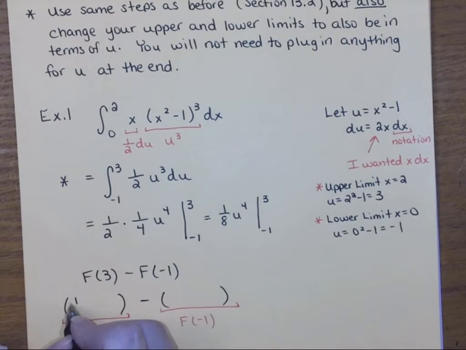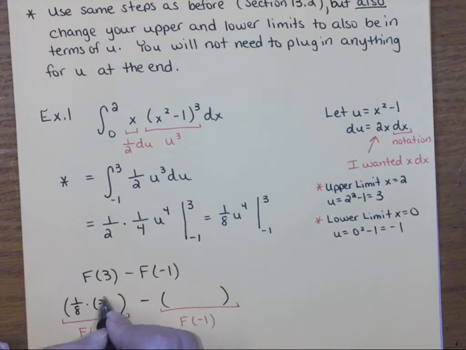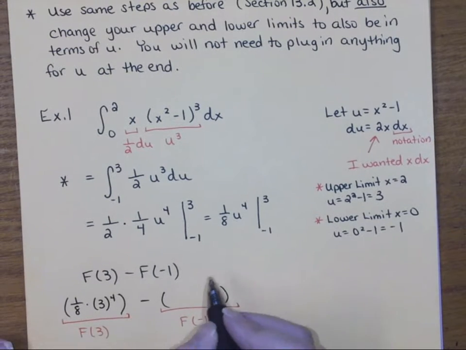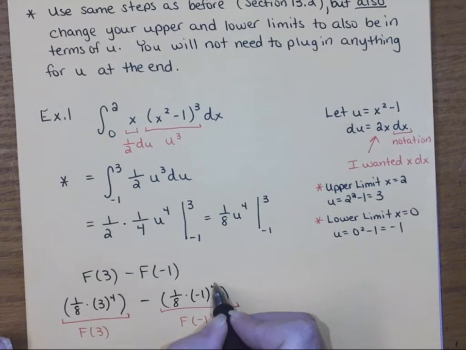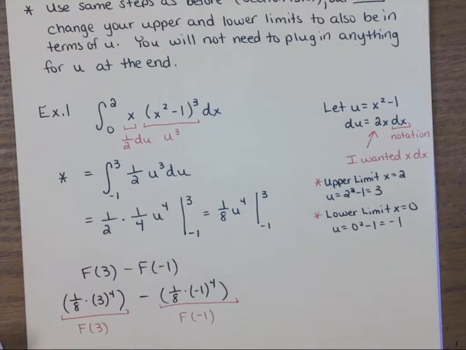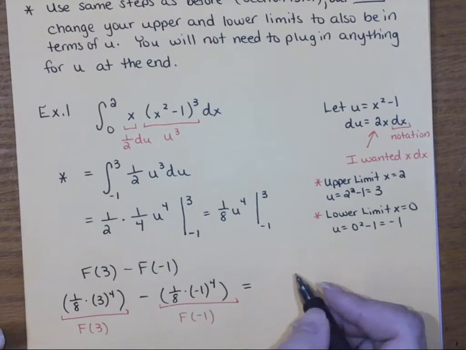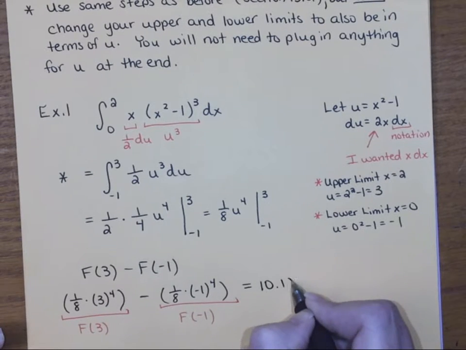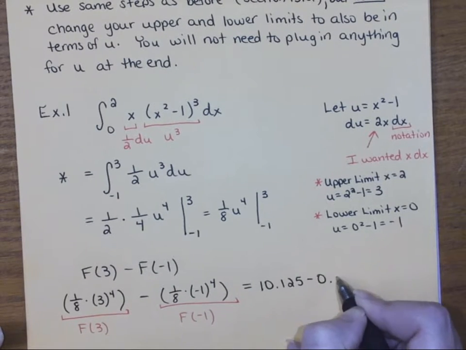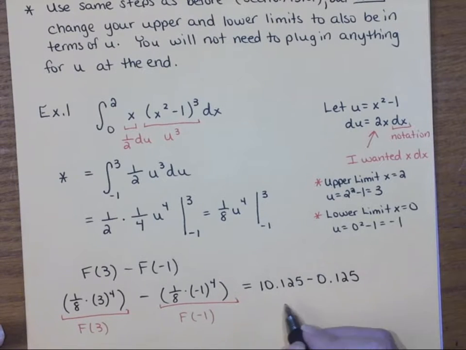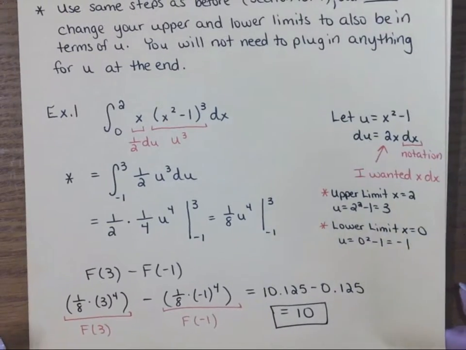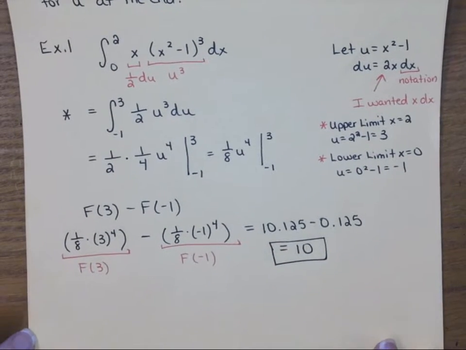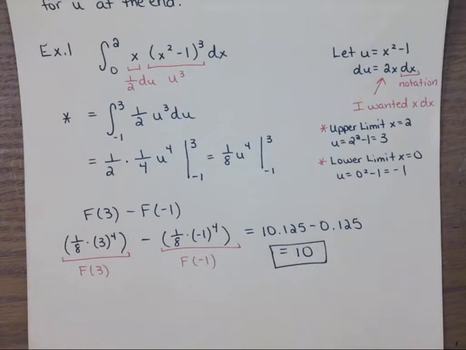So I end up getting 1/8 times 3 to the fourth. Notice I'm just plugging it into this equation, and this would be 1/8 times -1 to the fourth. If you work all of this out on the calculator, you're going to get 10.125 minus 0.125 if you do it in stages. In other words, you get 10.